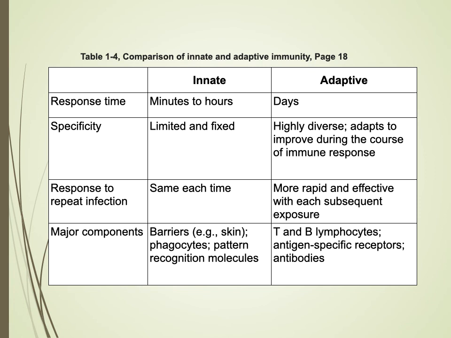Now, when we look at adaptive, the major components would be our T cells and B cells. So these are going to have antigen-specific receptors, so our T cell receptors and our B cell receptors, and then the antibodies that the B cells produce. So first we'll look a little bit more at the innate response. Again, not as in-depth as we will when we're actually focusing on the chapters that cover innate.